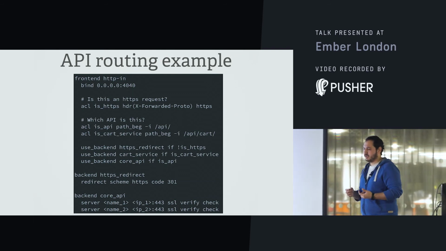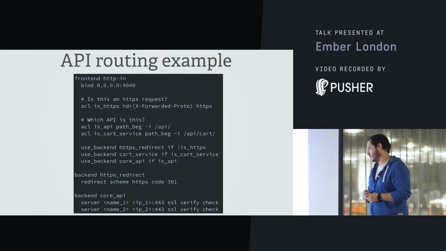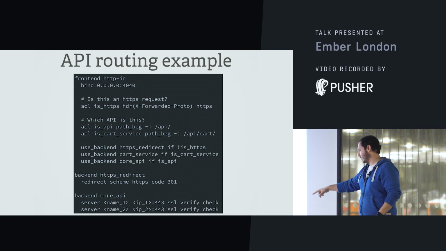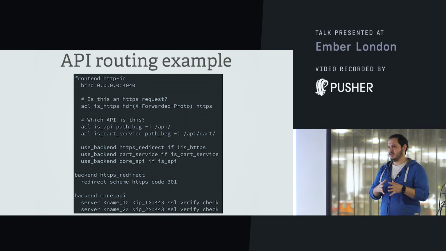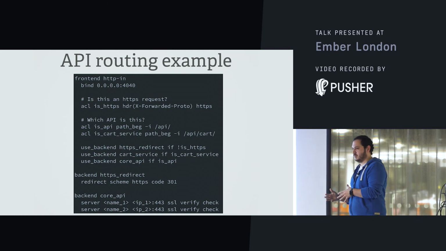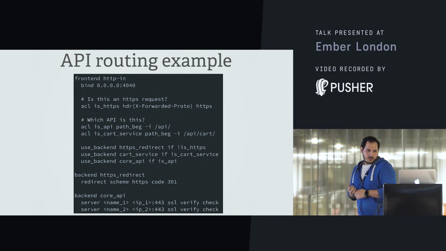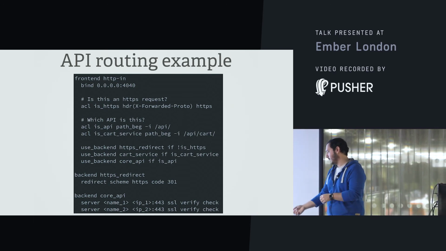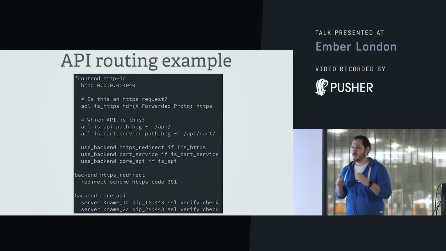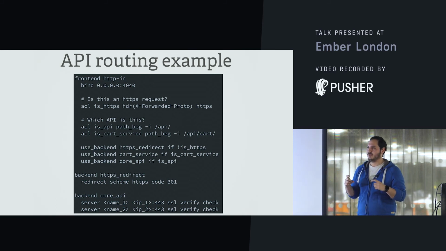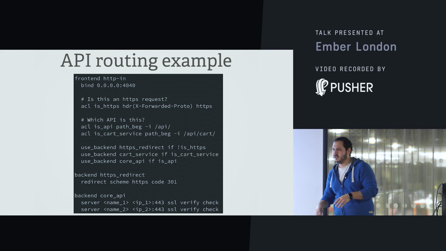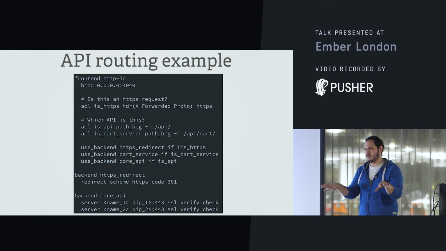For the HTTPS redirect backend, that's quite simple. We use the redirect directive, and we say redirect scheme https code 301, which means I want you to change the scheme of this request to HTTPS, and I want you to do a 301 redirect because we always want to be using HTTPS. If we want to proxy the request to our core API, HAProxy allows you to have multiple different servers. Because it's a load balancer, you can have like 3 different instances of our core API, and it will know how to distribute that load equivalently.